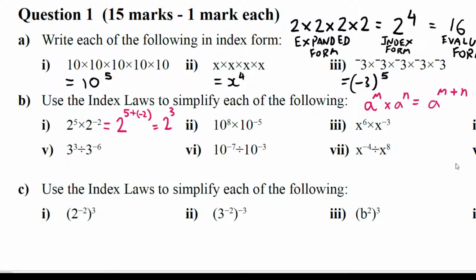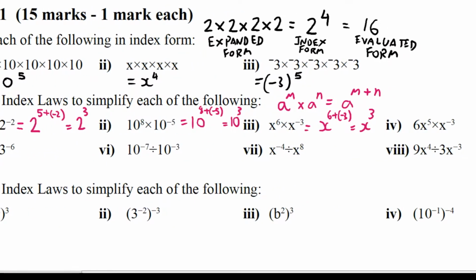Okay, here we're going to have 10 to the power of 8 plus negative 5, which gives 10 to the power of 8 take 5, which is 10 to the power of 3. Here, we're going to have x to the power of 6 plus negative 3, which gives us x to the power of 6 take 3, which is 3.